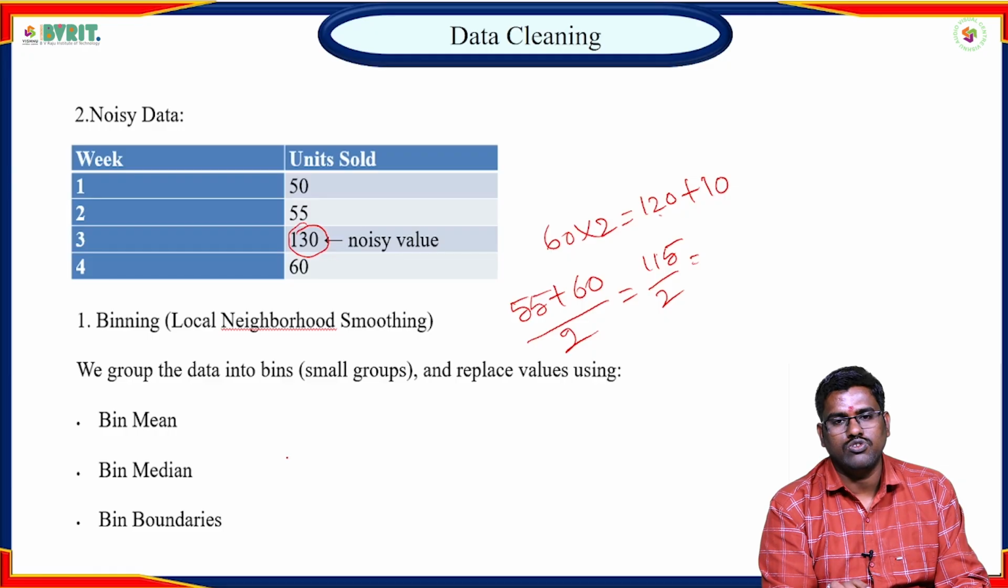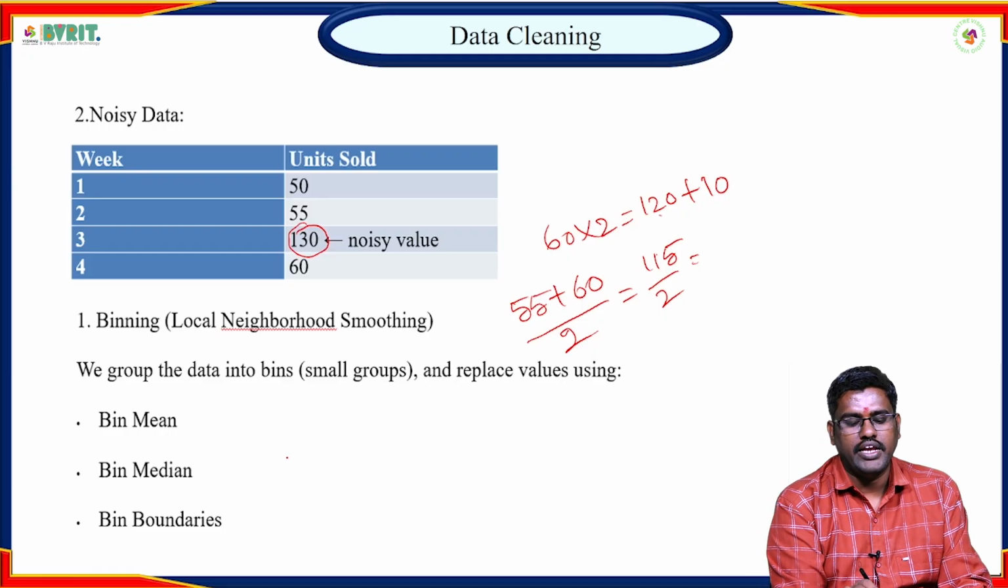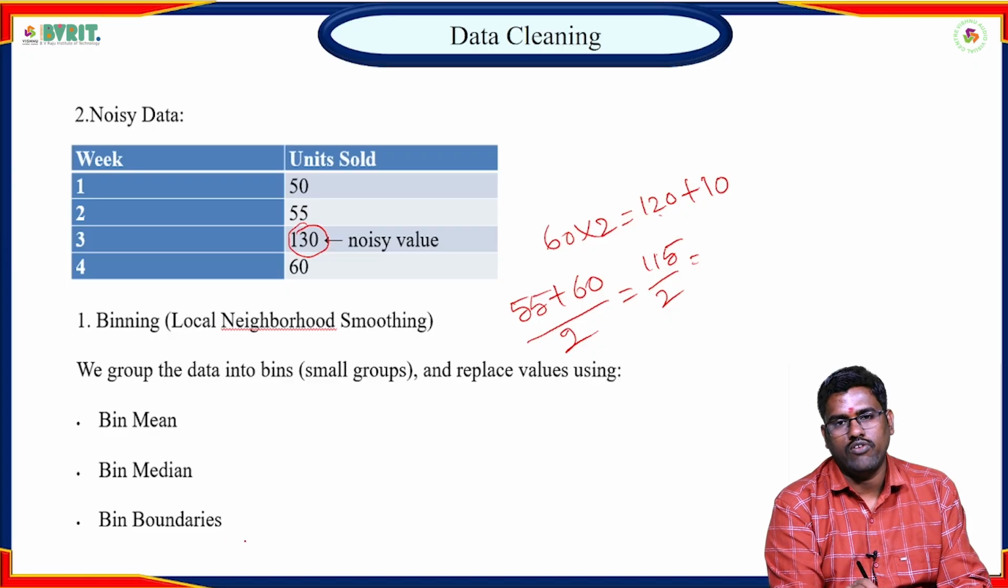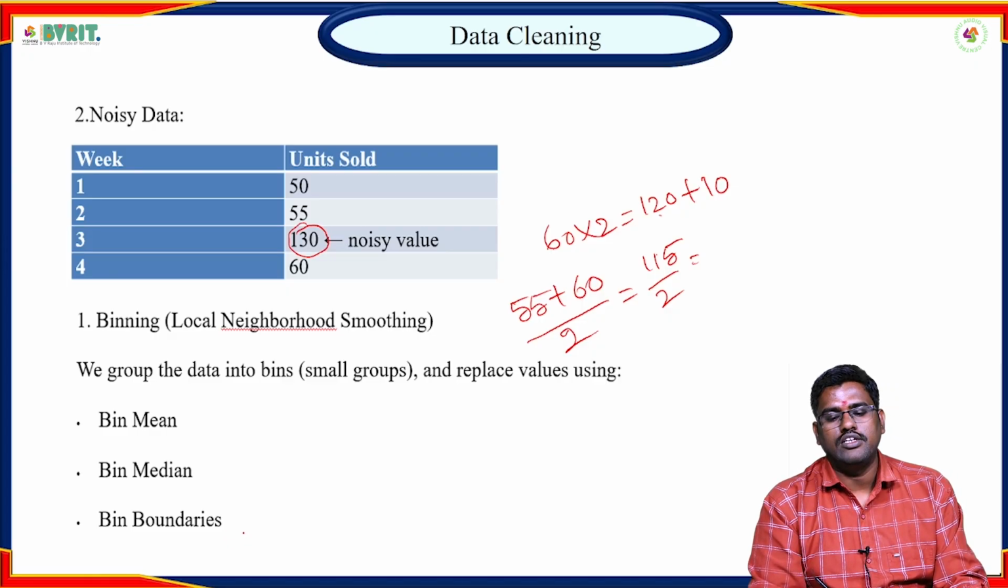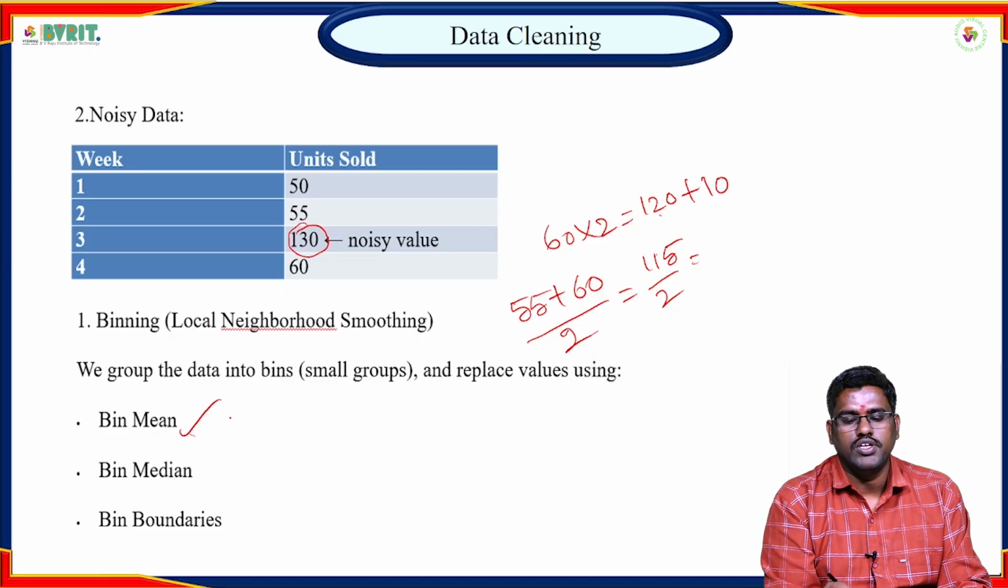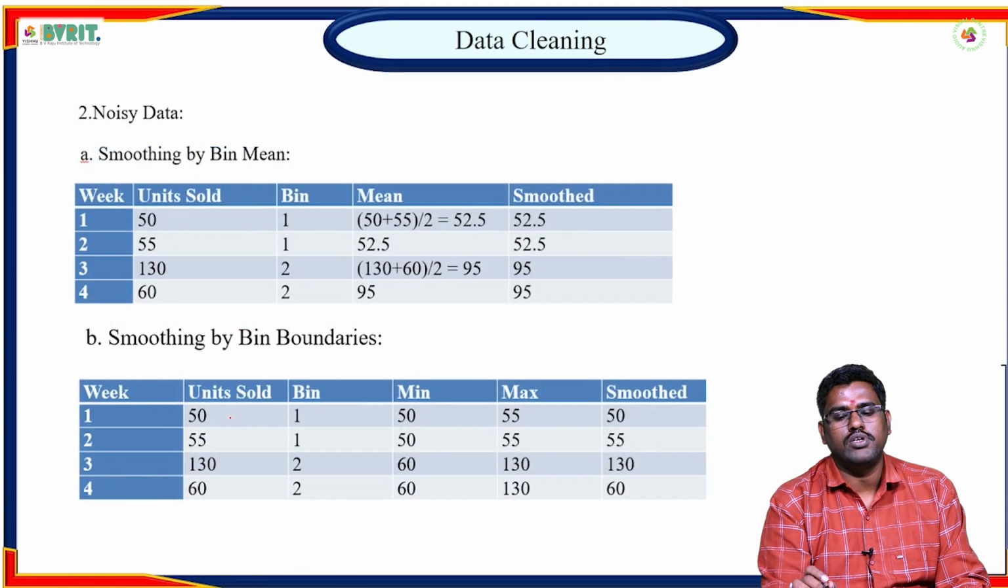Binning is used to divide the values into individual parts. So bin by median, and mean along with the boundaries. So how do we calculate this? First we need to implement the mean. Mean means the sum of the given numbers divided by 2.